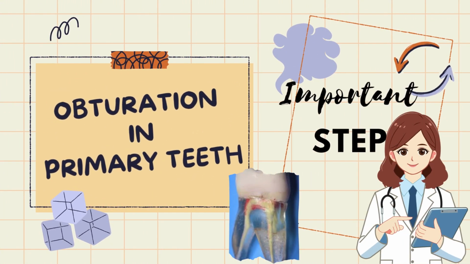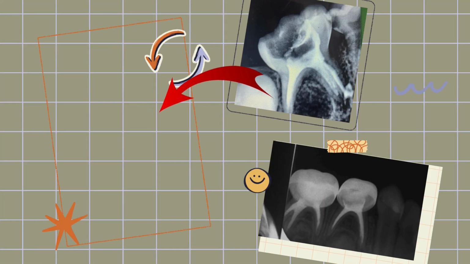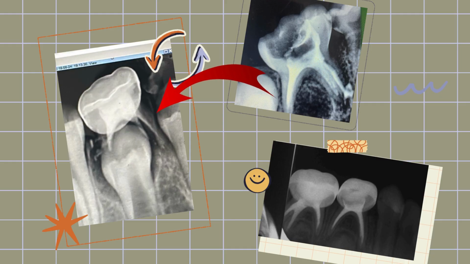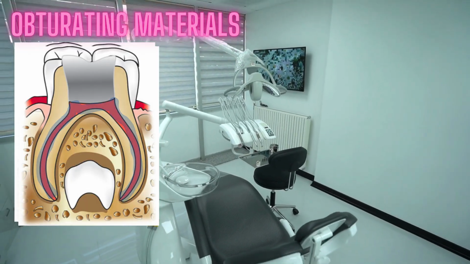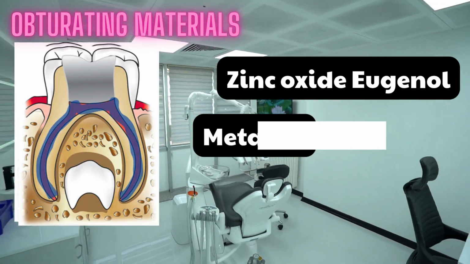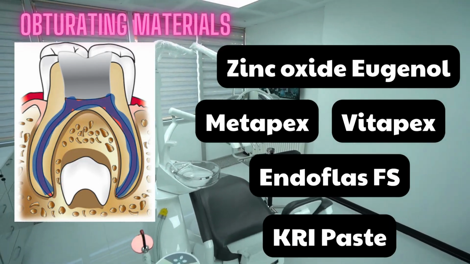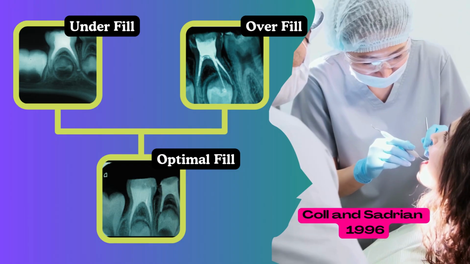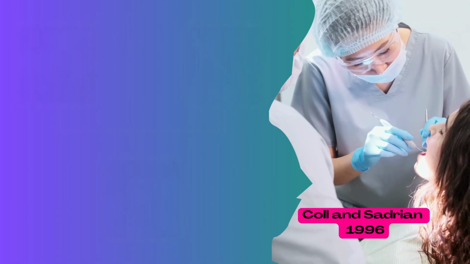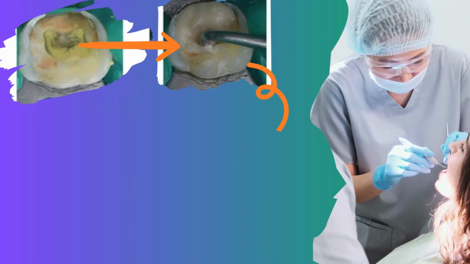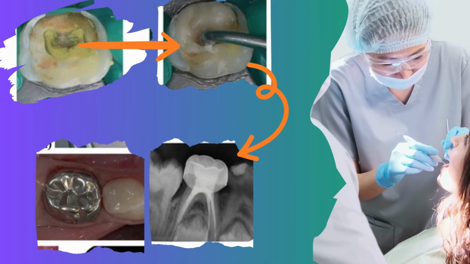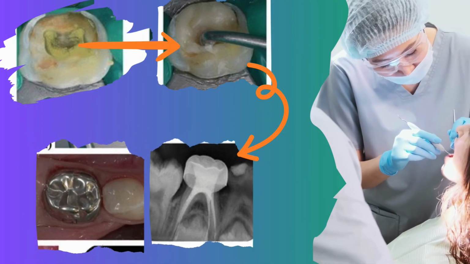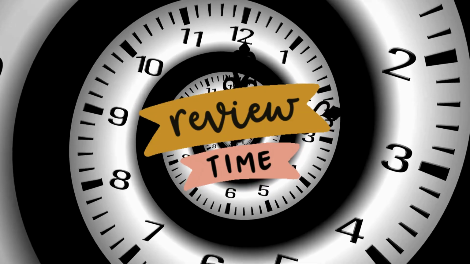Obturation is a crucial step in pulpectomy. The ideal obturating material for the primary tooth should resorb at a rate similar to the physiological root resorption of a primary tooth. The commonly used materials include zinc oxide eugenol, Metapex, Vitapex, Endoflas, KRI paste, and many more. These materials are carefully introduced into the canal, ensuring the complete obturation without overextension, followed by a well coronal sealed restoration and a crown. Remember, mastering this procedure is a key skill.